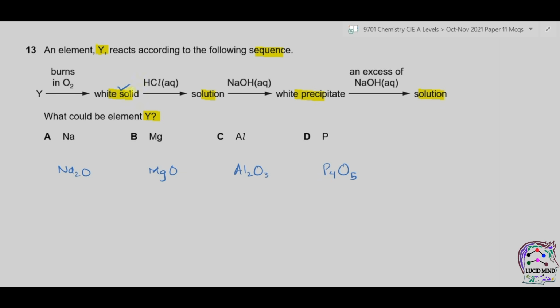In step 2, now the oxides react with HCl to form solution. Solution means it should be soluble. Sodium oxide will form sodium chloride, magnesium oxide will form magnesium chloride, aluminum oxide will form aluminum chloride, and this will form phosphorus chloride. All chlorides are also soluble, so step 2 is also true for all of them. Third step is the reaction with sodium hydroxide to form white precipitate. Now sodium hydroxide is formed when Na positive reacts with OH negative. So this is aqueous, no precipitate is formed.